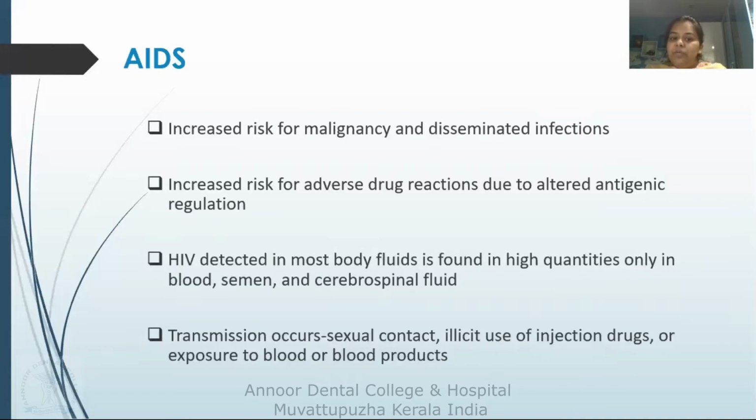And this HIV virus is mostly detected in high quantities only in the blood, semen, and the cerebrospinal fluid, or CSF. And we already know, it's common knowledge, how the transmission occurs. It occurs through sexual contact, use of illicit injection drugs, or exposure to blood or blood products of HIV patients.